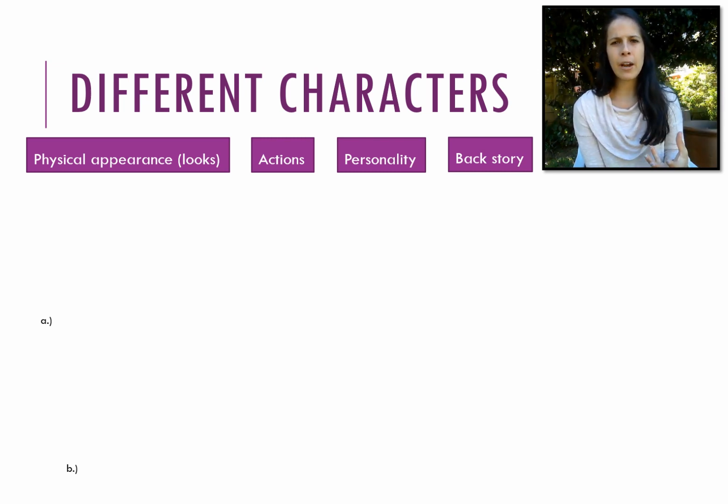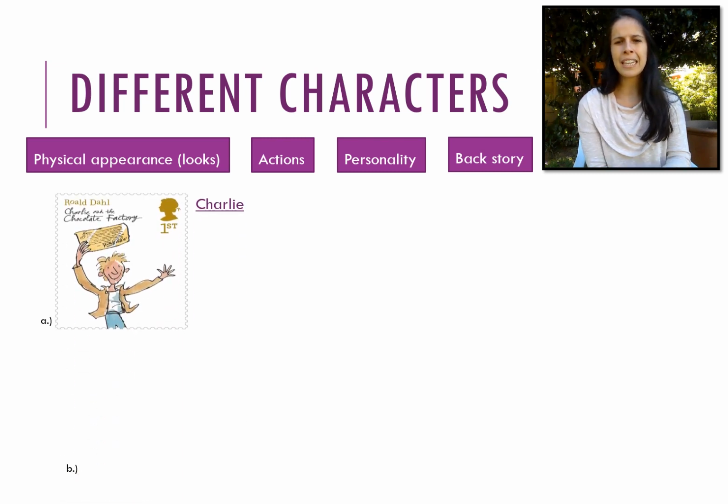A lot of the main characters go through certain things, and that helps us understand their personality. And you'll see what I mean now as we go through these two characters. So the first character I want us to look at is Charlie Bucket. Okay, and he's obviously one of our main characters because the book is called Charlie and the Chocolate Factory.